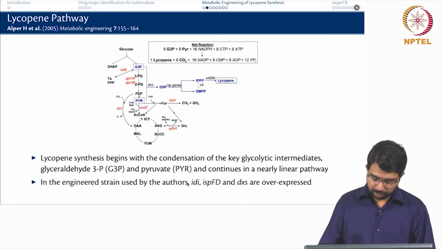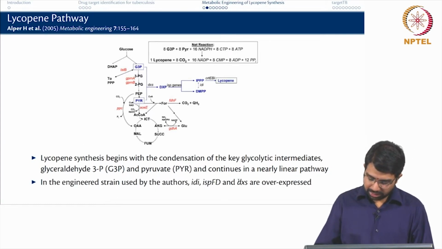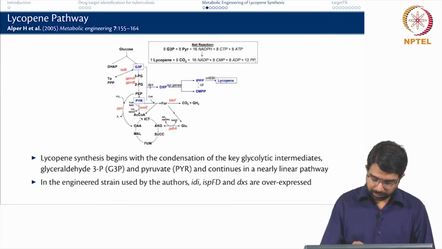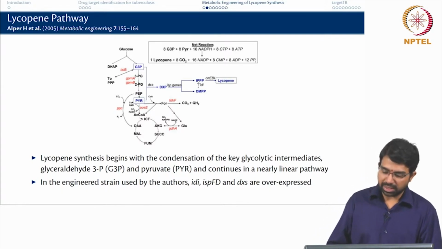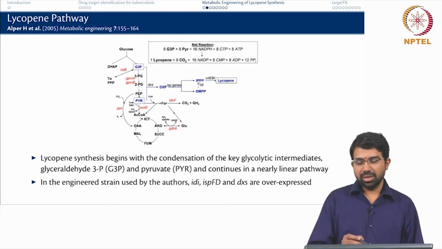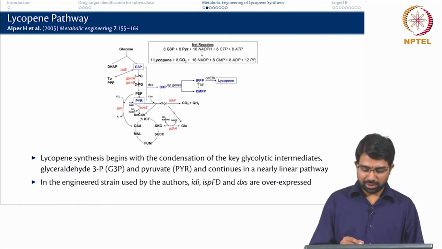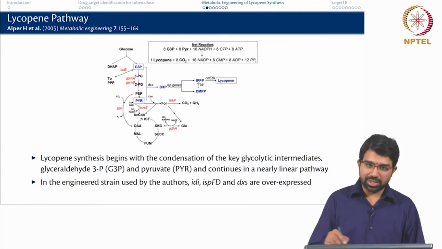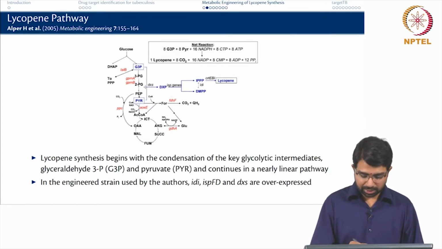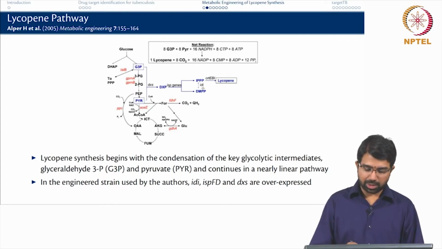The engineered strain used by the authors had 3 genes overexpressed: ISP, DXS and IDI. So, these are the 3 genes that were overexpressed. This is the most common kind of overexpression that one would expect, wherein you just overexpress the pathway genes themselves, all the pathway genes. This is the important sub branch that goes towards lycopene, and you overexpress all of these.